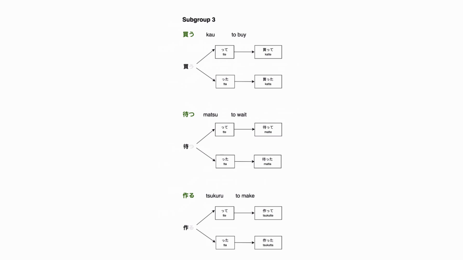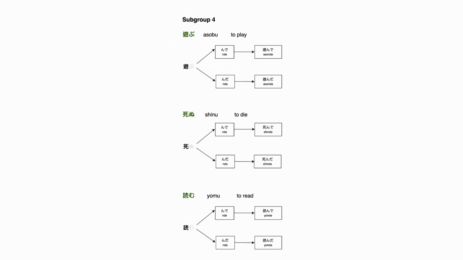for te form and 待った for ta form. 作る becomes 作って for te form and 作った for ta form. Next, we're going to look at subgroup 4. The verbs in subgroup 4 end in ぶ, ぬ or む. For example, 遊ぶ and 死ぬ and 読む.